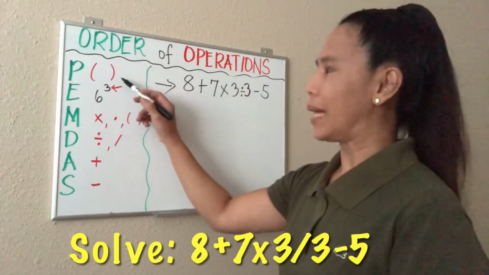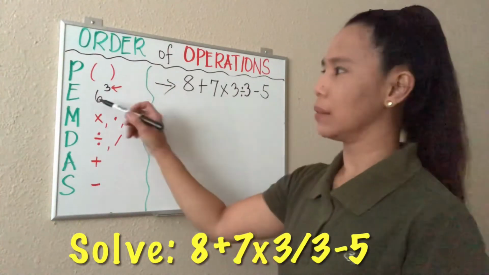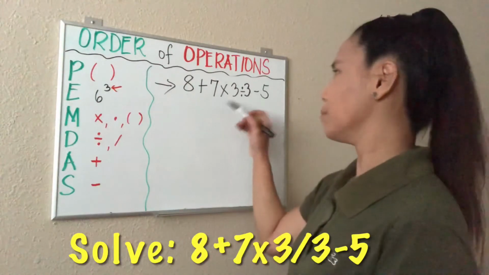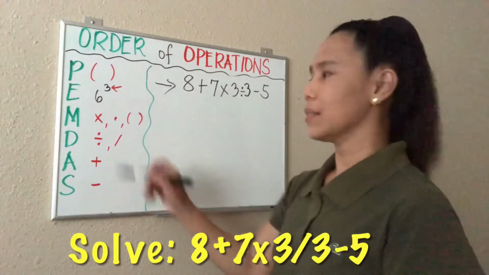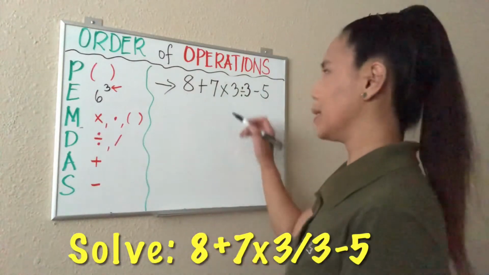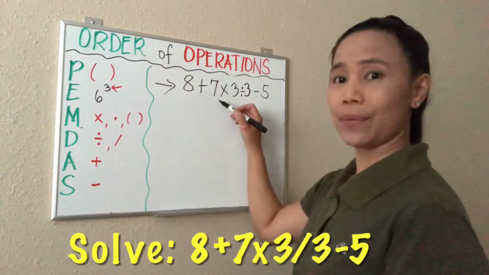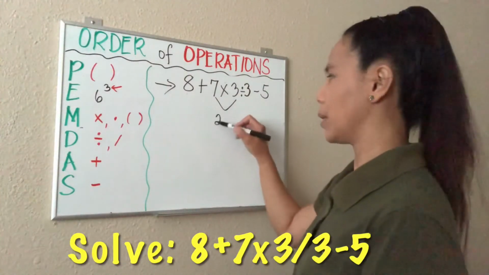So since we do not have a parenthesis, we can check if there's an exponent. We also don't have an exponent, but we have a multiplication. So we can now go along with multiplication. We have 7 times 3. So 7 times 3 is 21.